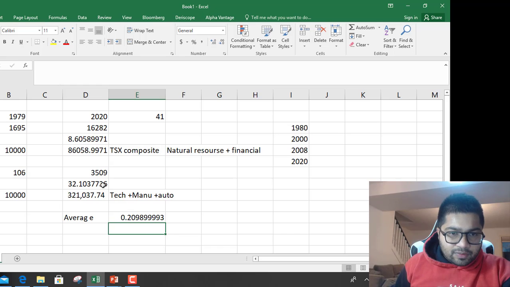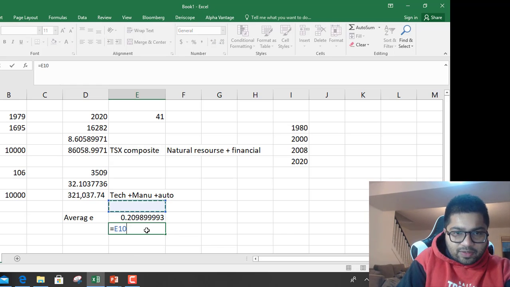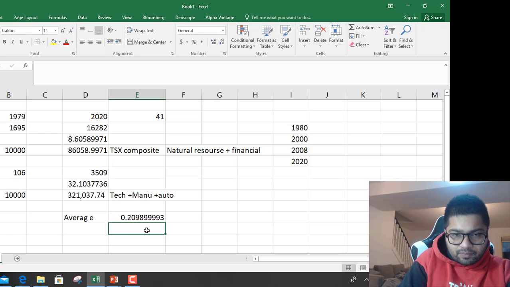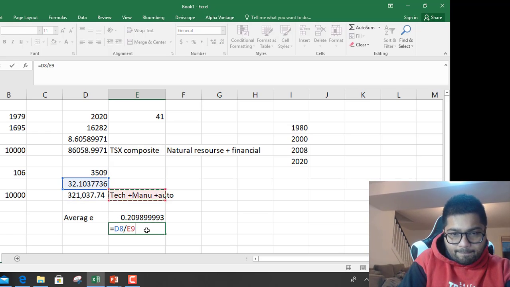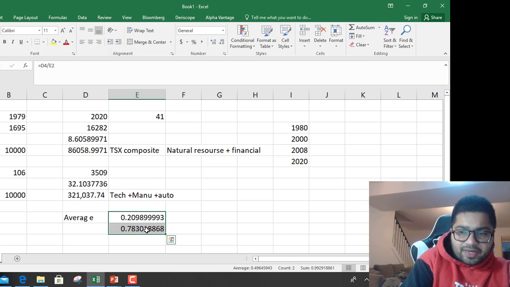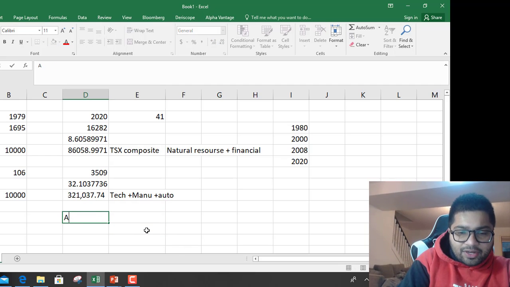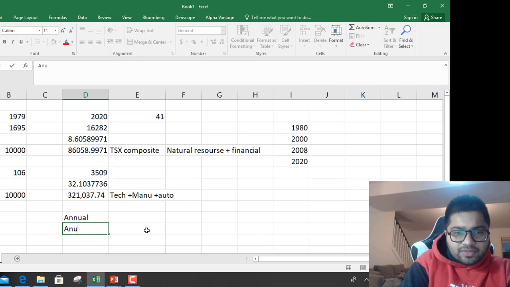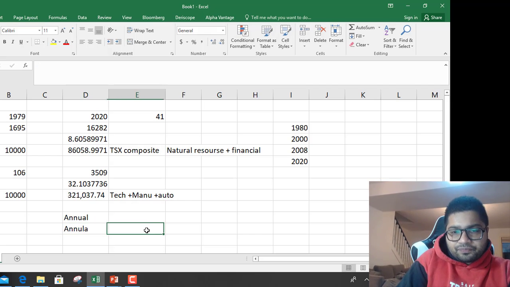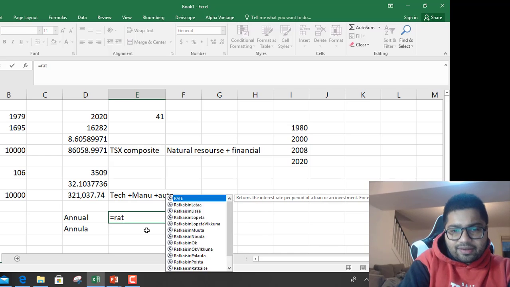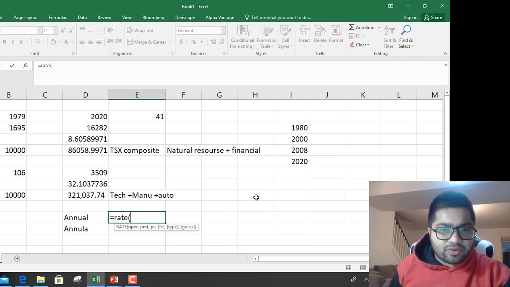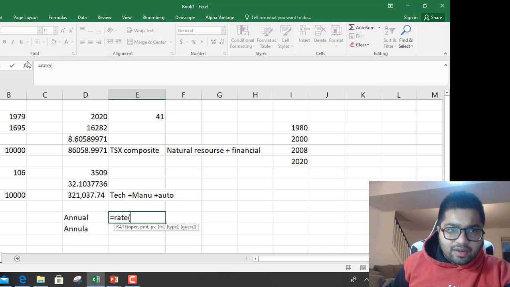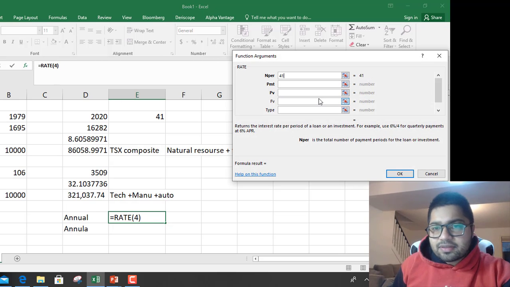Okay, and average in this will be... you cannot find it this way. So annual returns can be found using the rate function. I'll show you how to do it. Equals rate. Okay, we are finding out rates. The number of years is 41 years.